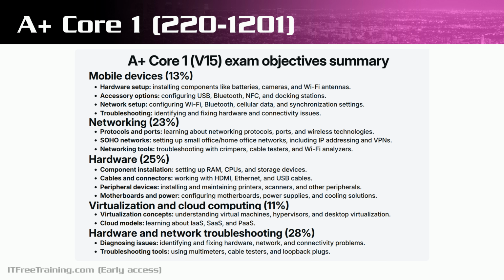Over time, the Core 1 exam has evolved to reflect changes in technology. Earlier versions focused heavily on desktop PCs and legacy hardware. Modern versions include laptops, mobile devices, wireless networking, cloud concepts, and virtualization, while still maintaining a strong foundation in hardware. Traditionally, this exam was referred to as the hardware exam. However, because it now covers a broader range of topics and less purely hardware-focused content than in the past, it is no longer called the hardware exam and is simply known as Core 1.